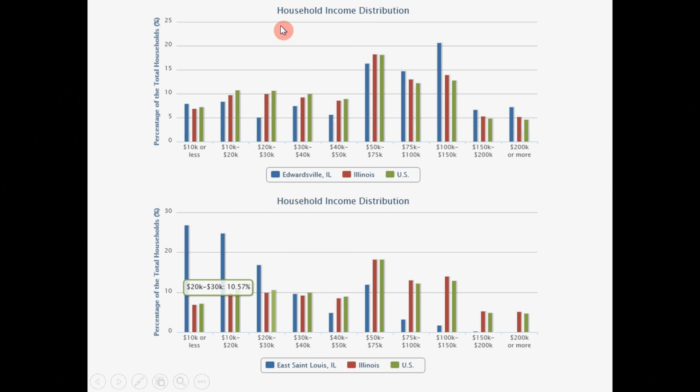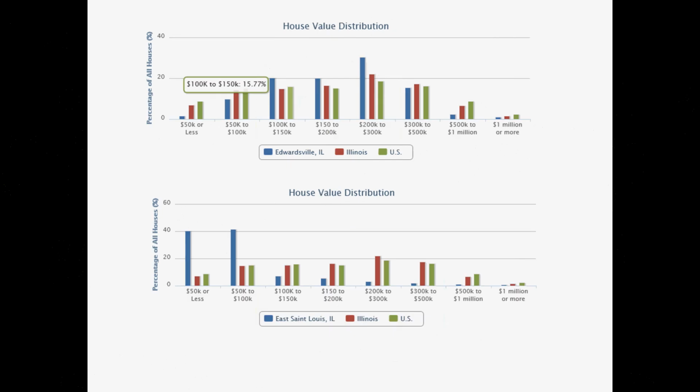This is the household income distribution, and this bottom is East St. Louis. In the low-income area, East St. Louis is way higher than the state and national average. In the high-income area, it is way lower than the state and national average. So that's a very different structure.